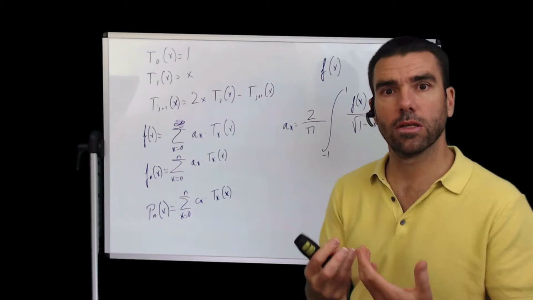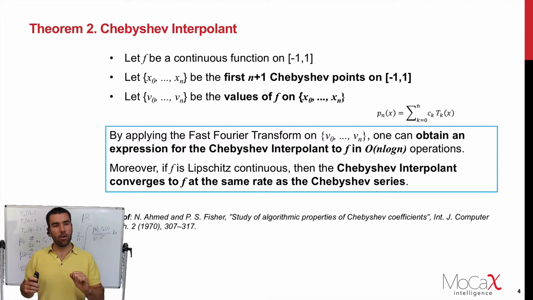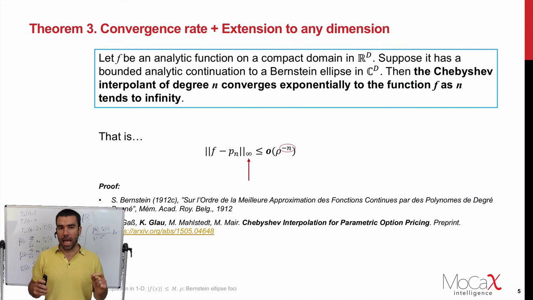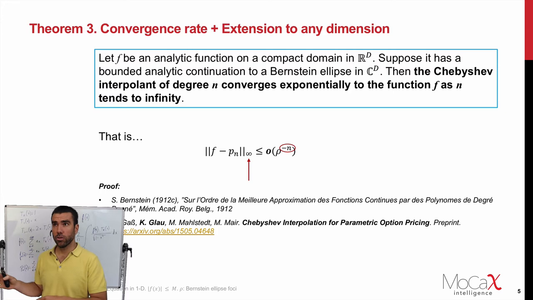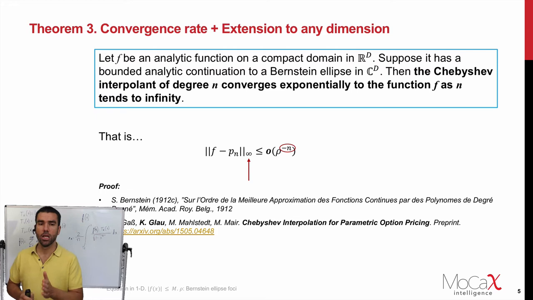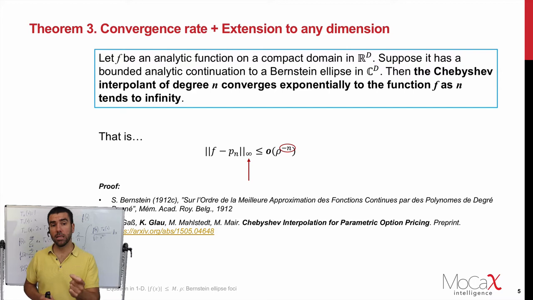Now, the demonstration, there you have it. And now, theorem three, and this is where things get really interesting. Let f be an analytical function on a compact domain in R^D. By the way, this theorem that you can see on the screen is for any dimension D, but we're going to dedicate a video in the future to high dimensionality. For now, let's restrict ourselves to one dimension. So let f be an analytical function on a compact domain in R. Suppose it has a bounded analytical continuation to a Bernstein ellipse in C, so that it can be extended.